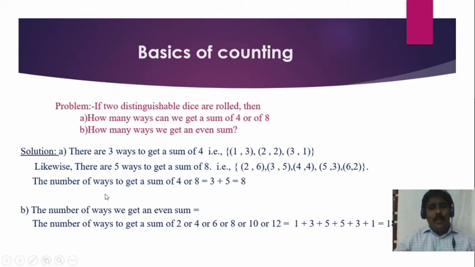Now the number of ways to get a sum of 4 or 8. Here we have to keep in mind that sum means or, and product means and. So 4 or 8 is, this is the 3 ways plus this is the 5 ways, that equals 8 ways. So the number of ways to get a sum of 4 or 8 is 8 ways. So this is the answer for the given question.